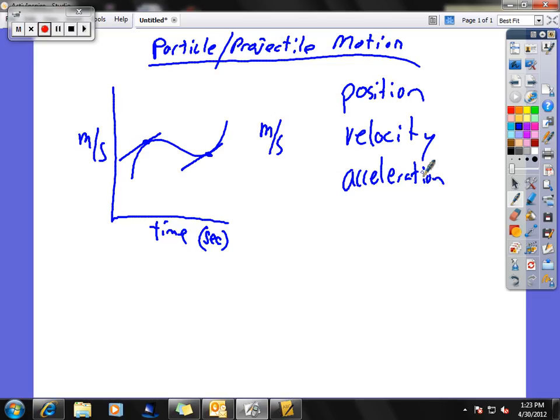So if you look at this list here, the velocity is how fast the position is changing. The acceleration is how fast the velocity is changing. So you can think of this as f, this is f prime, and this is f double prime.